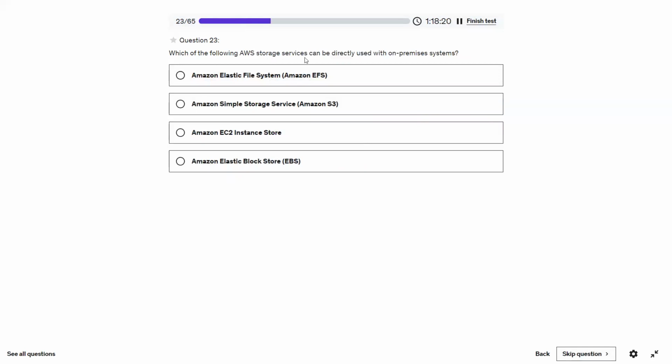Which of the following AWS storage services can be directly used with on premises? Which of the storage options can we use directly with on premises? If you want to use a file system, we can use it directly by connecting using Direct Connect. For S3, if we want to use it from on premises, then we need the Storage Gateway. So it is not directly instance store or EBS or anything like that. So EFS looks okay, a file system.